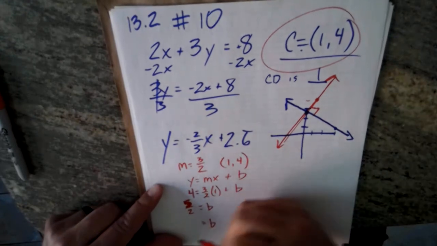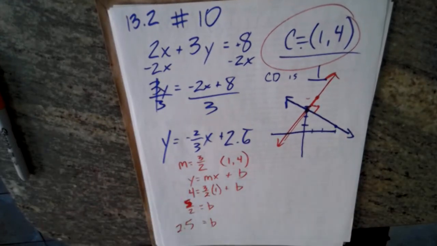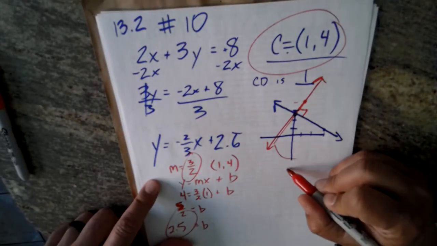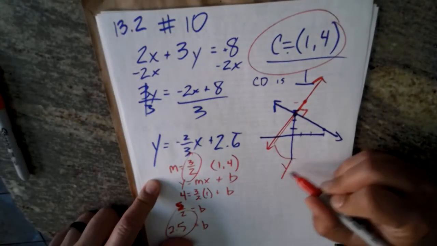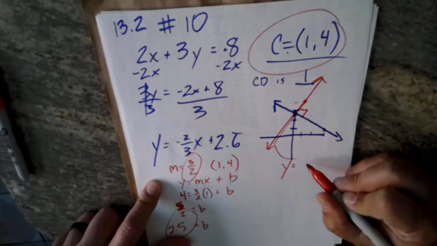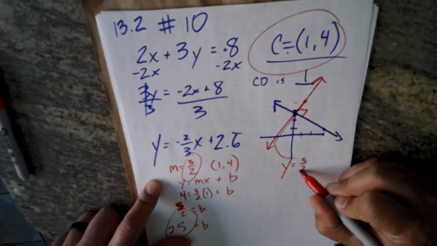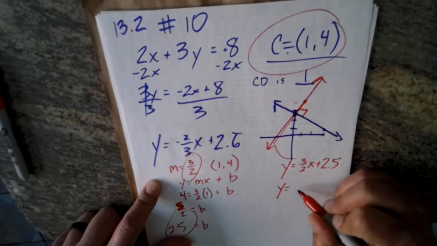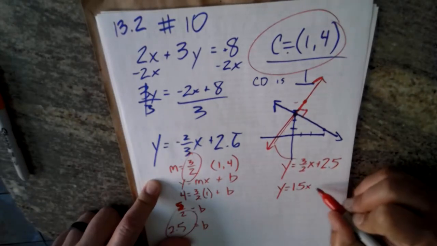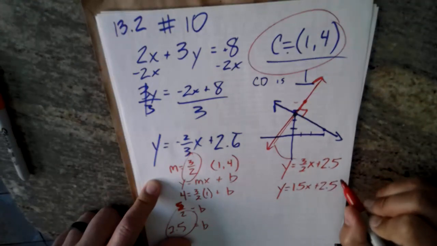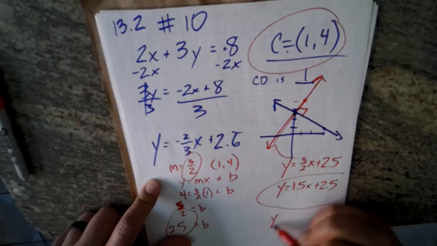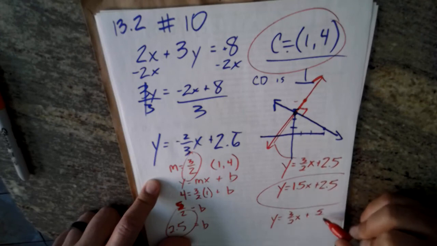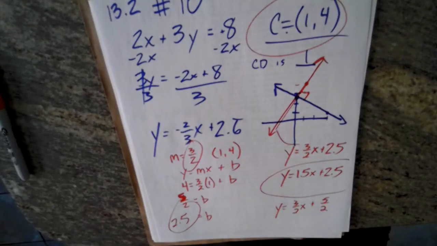So b is 2.5. We know the slope, we know the y-intercept, so this line has an equation of y equals 3/2 x plus 2.5, or y equals 1.5 x plus 2.5. Finally, you could write it as y equals 3/2 x plus 5/2. All of the possible solutions.